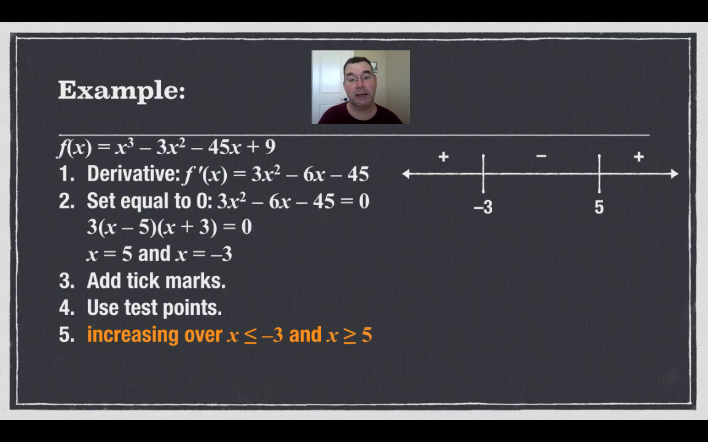So everywhere the first derivative is positive, that's where the function, the original function, is increasing. So it's increasing in those areas that have a plus. So that's everything less than or equal to -3 and everything greater than or equal to 5. And it's going to be decreasing everywhere between -3 and 5.